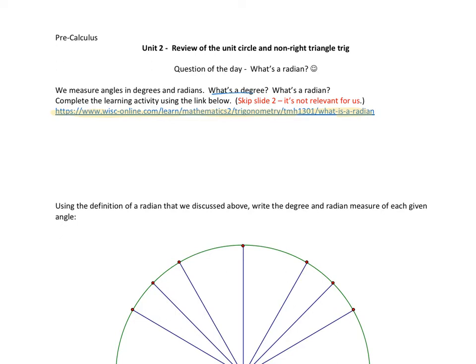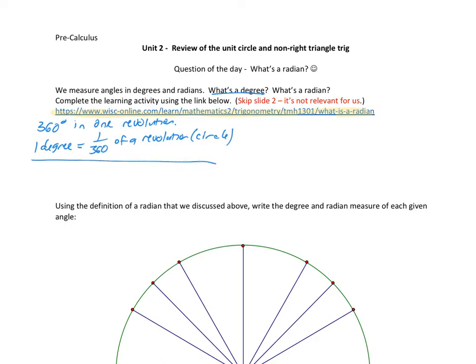So a degree is based on an arbitrary value that there are 360 degrees in one revolution. And that's somewhat arbitrary, which means that 1 degree is equal to 1/360th of a revolution, or we might say of a circle. Okay, and that's the definition of a degree. What's a radian, on the other hand?